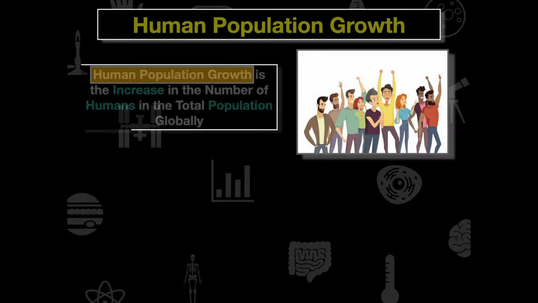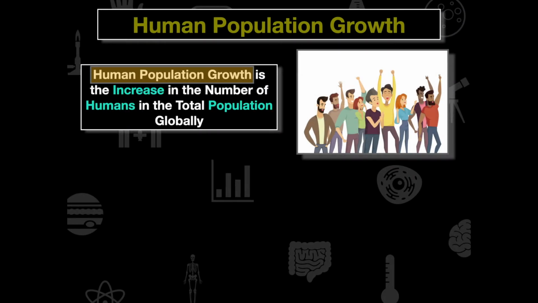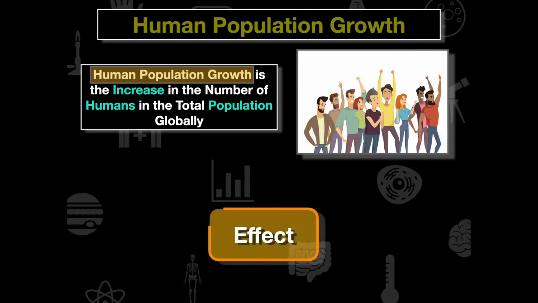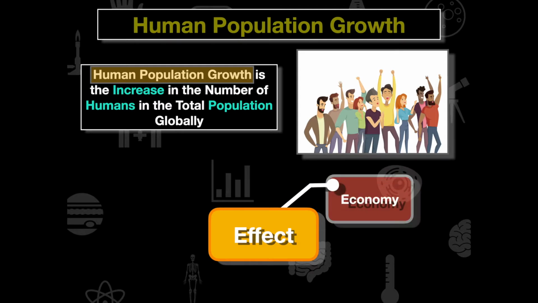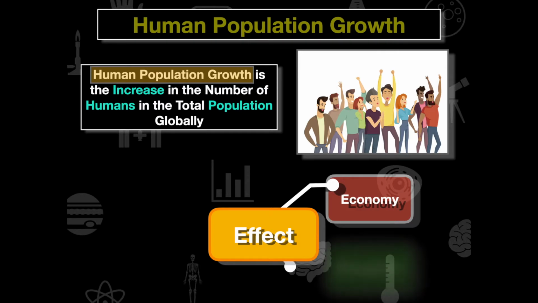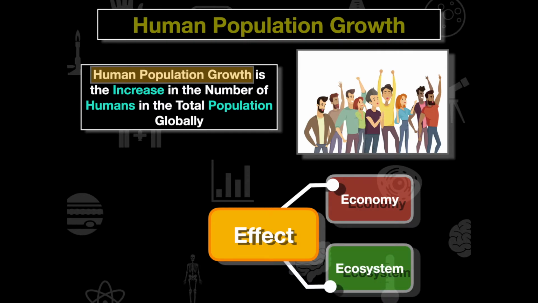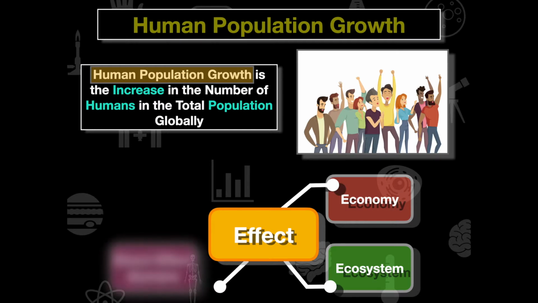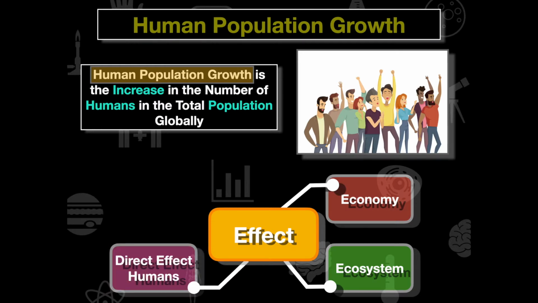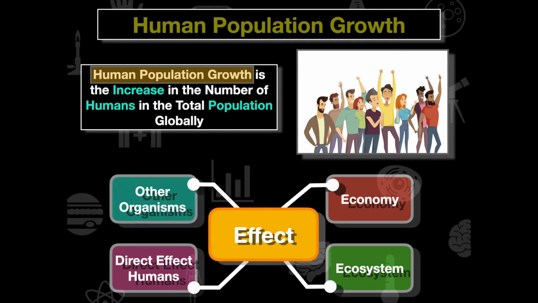So what is human population growth? Well, human population growth is the increase in the number of humans in the total population globally. And this population has an effect on all of our lives. It has an effect on humans, but also the ecosystems. So if we think about this population growth and how it grows, it has an effect on our economy. It also has an effect on the ecosystem and the environment. It's also going to have an effect on humans directly, as there can potentially be competition for resources. And then lastly, we see the effect on other organisms living in the environment that we share with them.